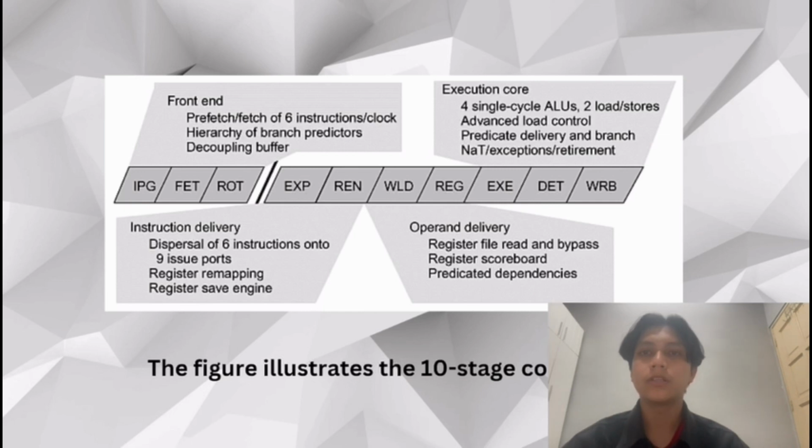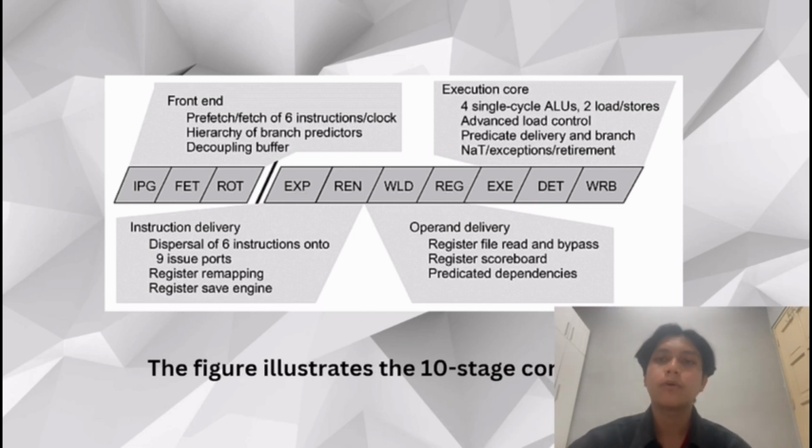Okay, this figure illustrates the 10-stage core pipeline. It has 4 functional areas, which are front end, instruction delivery, operand delivery, and execution core. The bold line in the middle of the core pipeline indicates a point of decoupling in the pipeline.